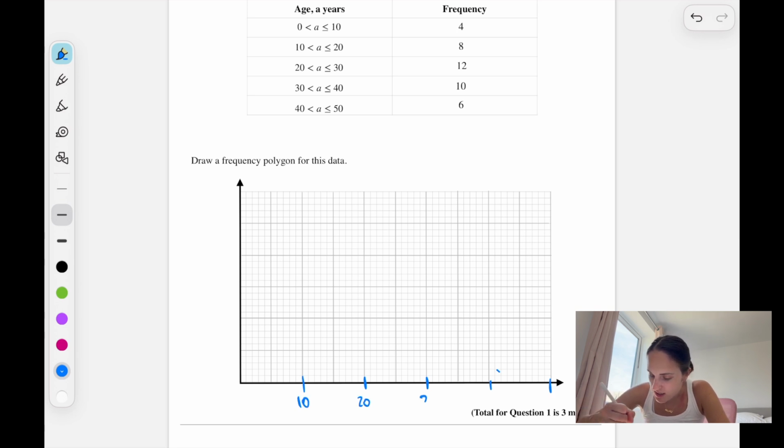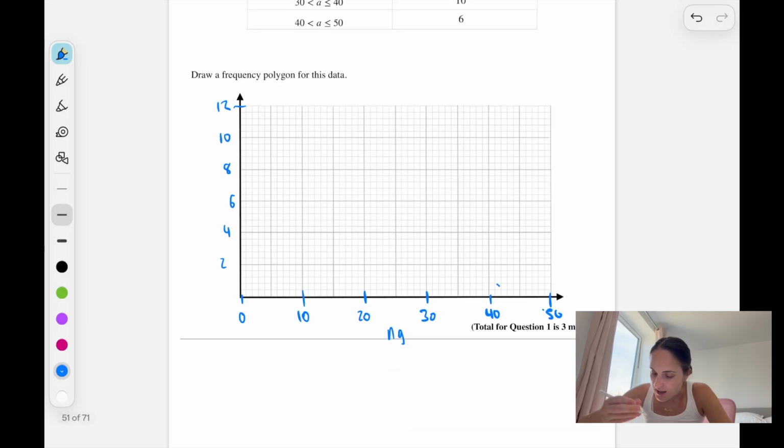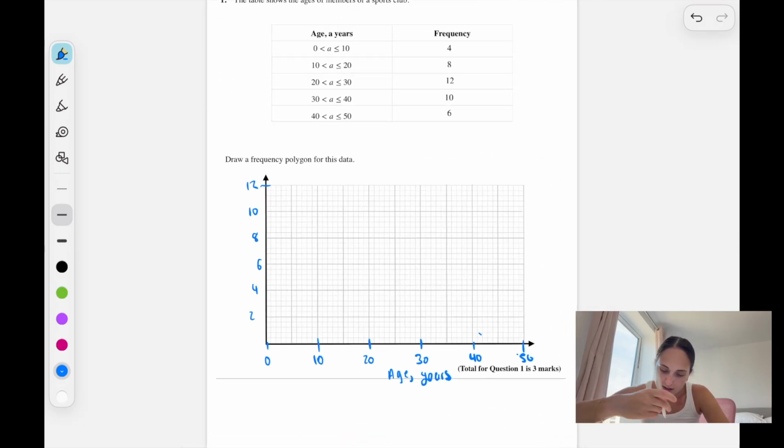So 10, 20, 30, 40, 50. I'm going to label that one 0. And for the frequency, the maximum is 12 and the minimum is 4, so this needs to go up to 12. We can say 2, 4, 6, 8, 10, 12. That works. We also need to label our axes because we always need to do that. So we have the age in years and we also have the frequency.